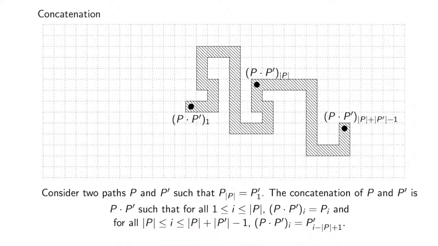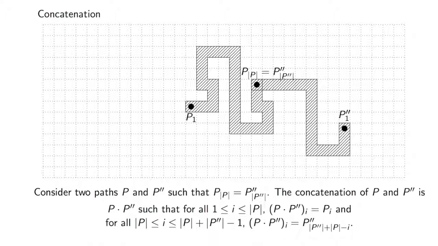The size of the obtained path is the size of P plus the size of P' minus 1. Since the common vertex is not duplicated, we have two remarks about the concatenation operation. First, the concatenation can be seen as the union of the two paths. The main difference is that the union of two paths is not necessarily a path, whereas the concatenation of two paths is always a path. Secondly, remark that the concatenation of two simple paths is not always simple.